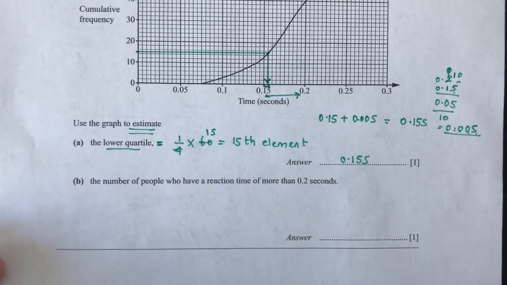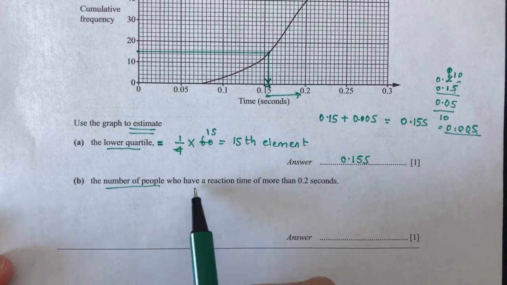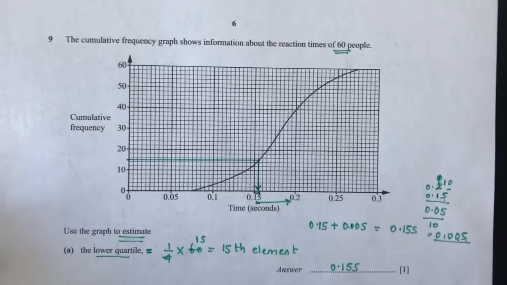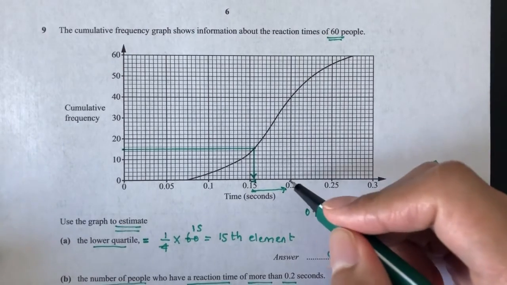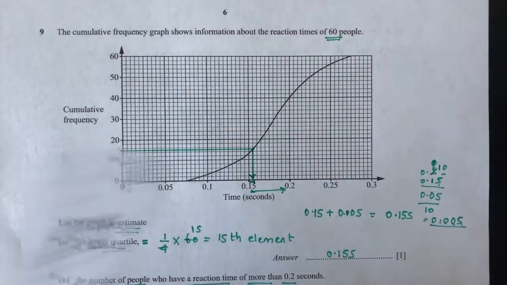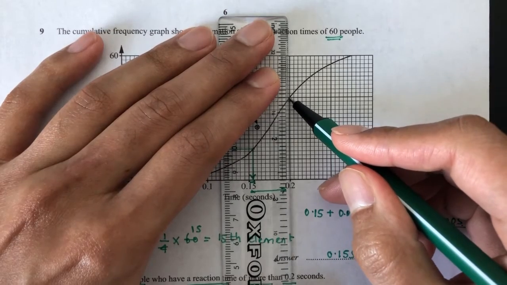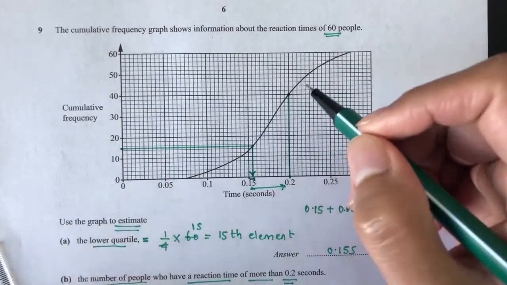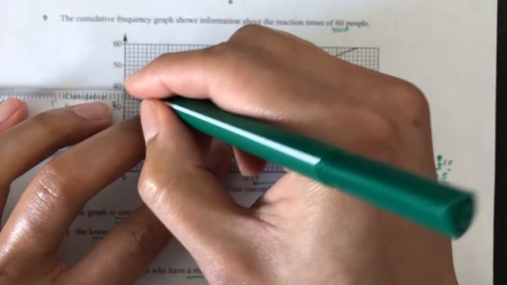So now moving on to question part B. Estimate the number of people who have reaction times more than 0.2. So we first have to go to reaction time of 0.2 and draw a vertical line to cut the graph. So we see the line cuts the graph at this point, and the point here. And then the horizontal line cuts the graph at 40.